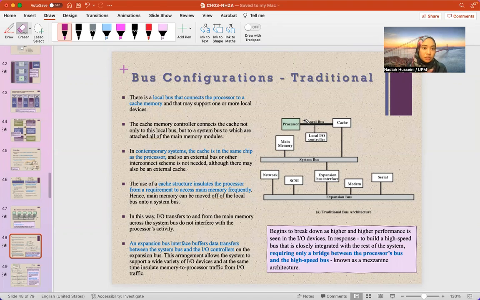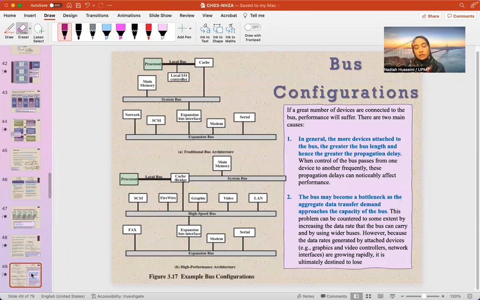But the traditional configuration has its drawbacks. When the I/O devices demand more data, the bus obviously can't support this. So we introduce a different architecture. Okay, so the next one is called the high performance architecture or the mezzanine architecture.